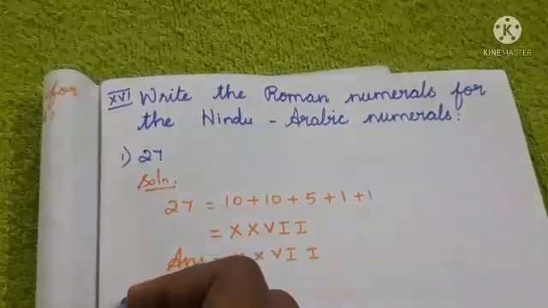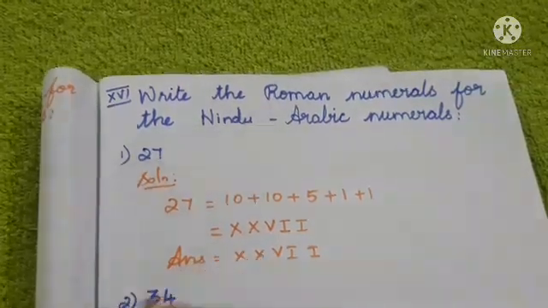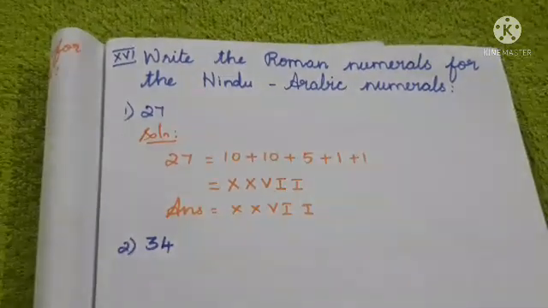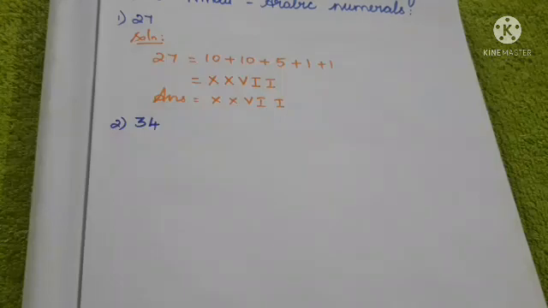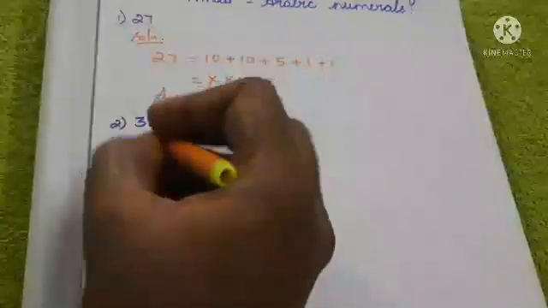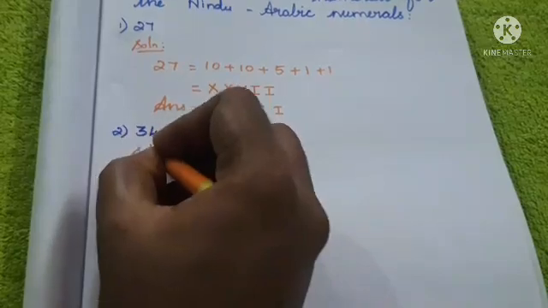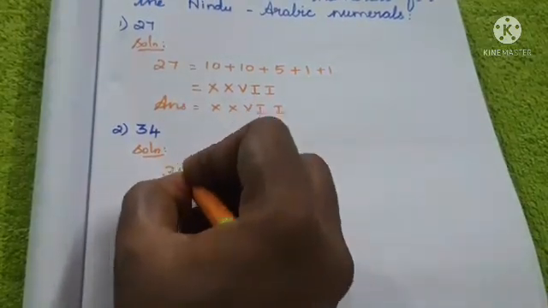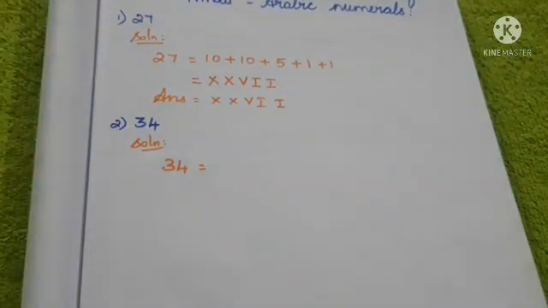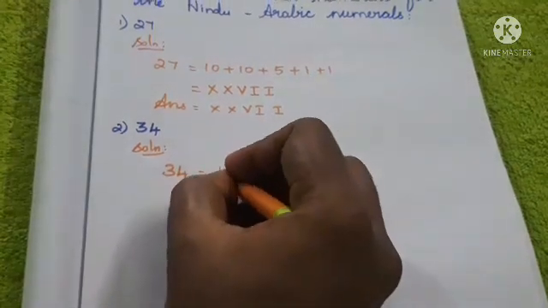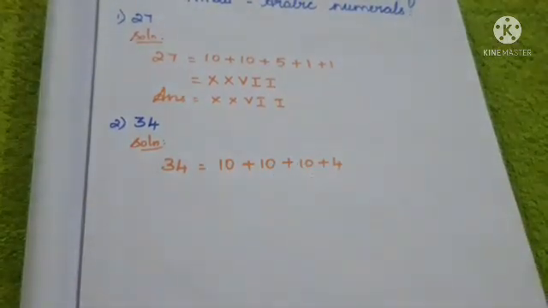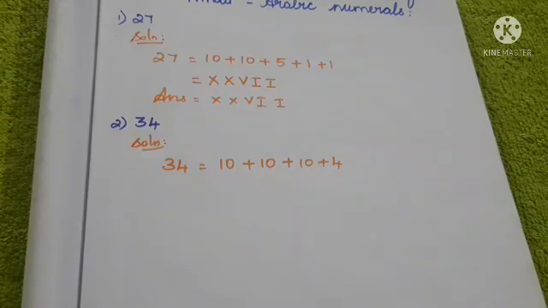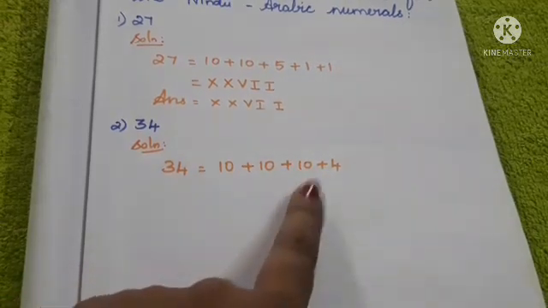Then look at the next one, second problem. The second problem we have is 34. So first we write the solution and write the question that is given there. Our question is 34. So how to split the 34? Yes, we can split it as 10 plus 10 plus 10 plus 4.